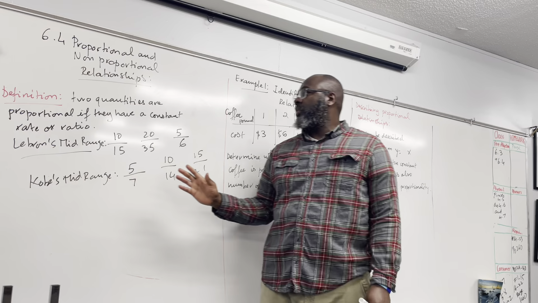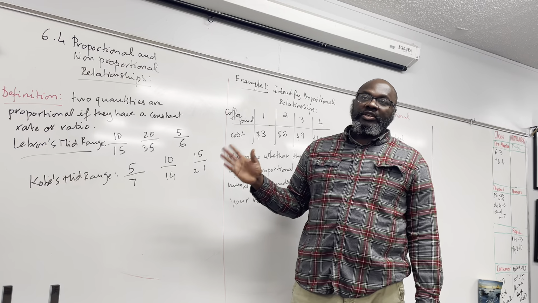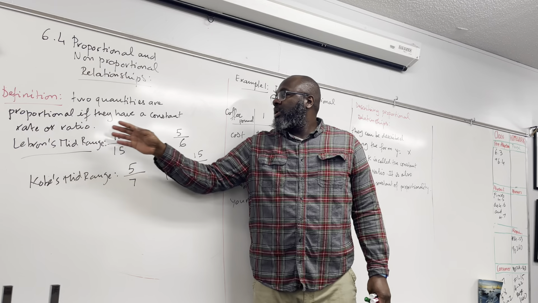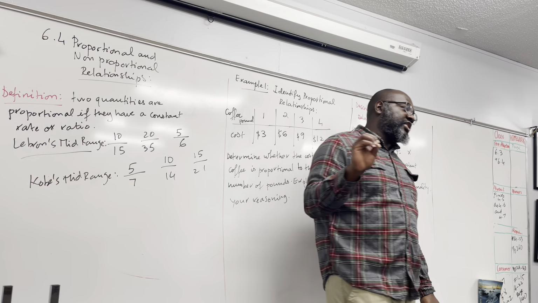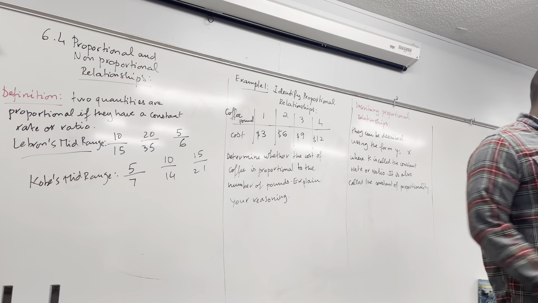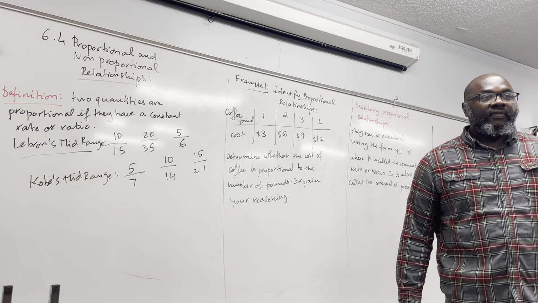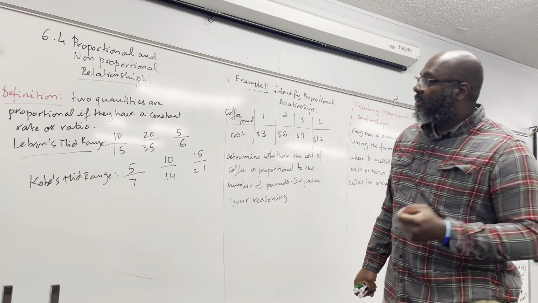What is a proportional relationship? When two quantities are proportional, that means that they have a constant rate or ratio. Two quantities that are proportional have a constant rate or ratio.